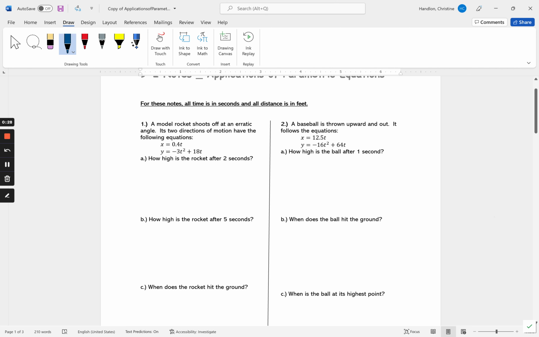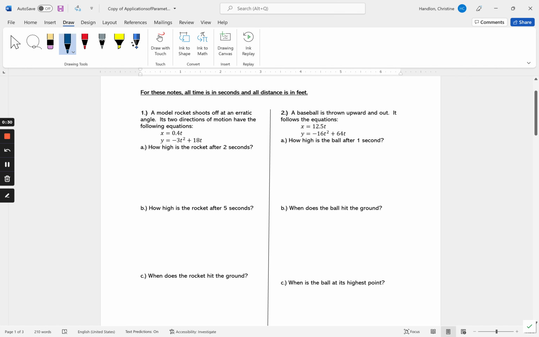So in these two problems on this first page, you'll notice at the top here it says that time is going to be measured in seconds and that distance is going to be measured in feet. So keep that in mind. So here we have a model rocket and it shoots off at an erratic angle. Its two directions of motion have the following equations. X equals 0.4 times t. Y equals -3t squared plus 18t.